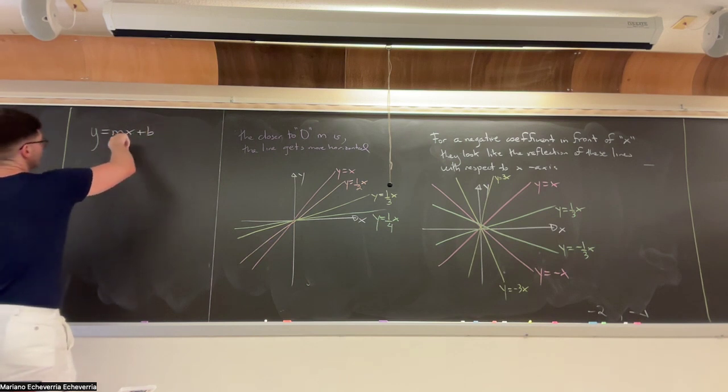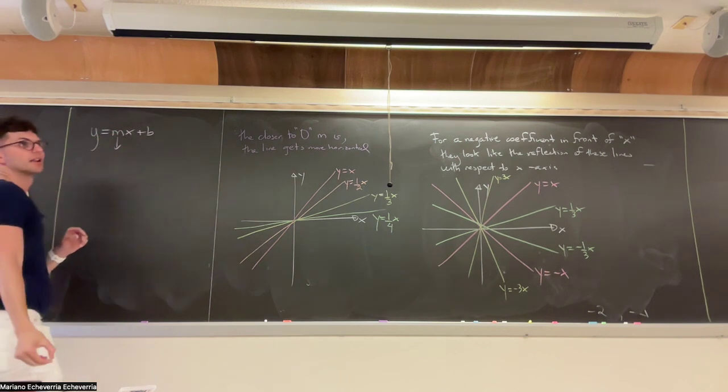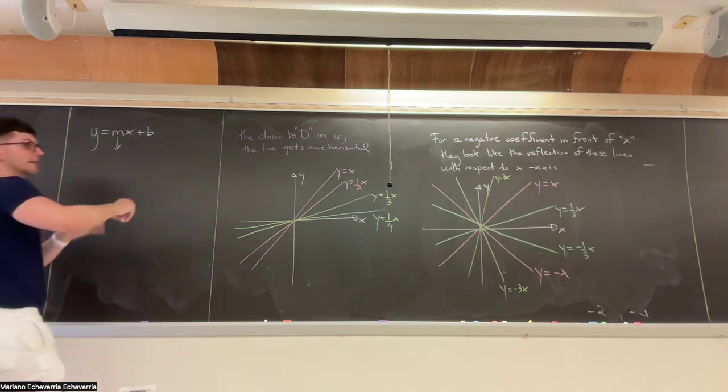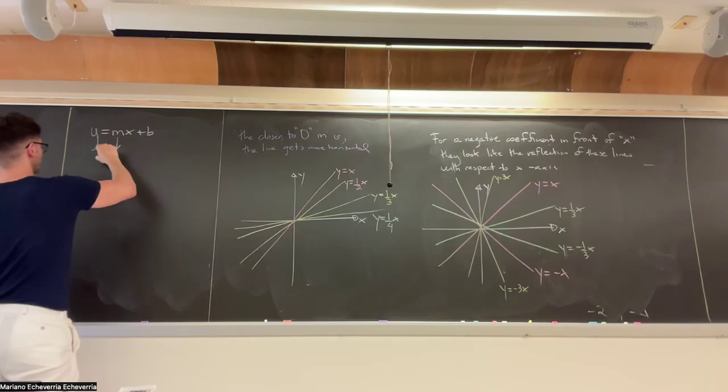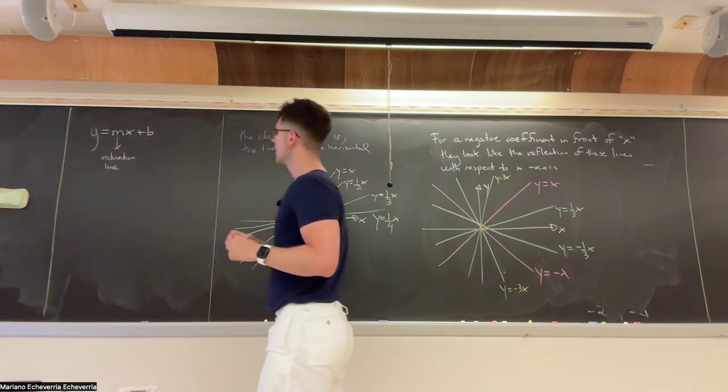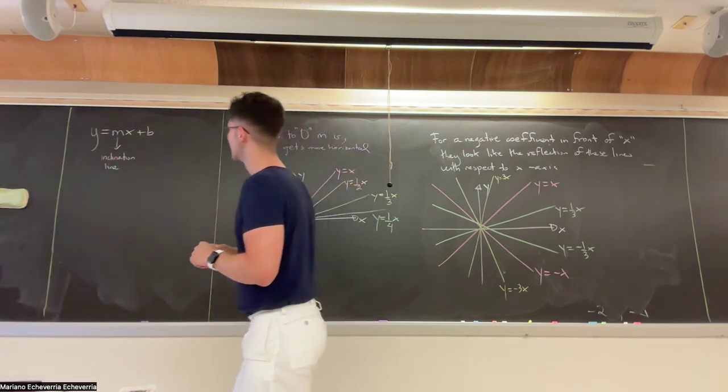So again, the m has to do with how the line is tilted, the inclination of the line, so they are related to the inclination of the line. Okay, and what is the effect of b?